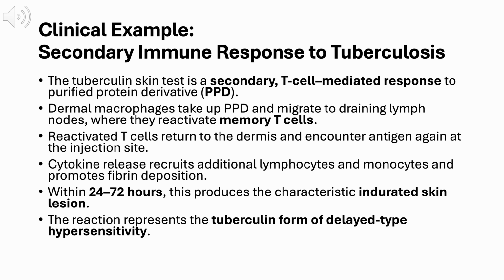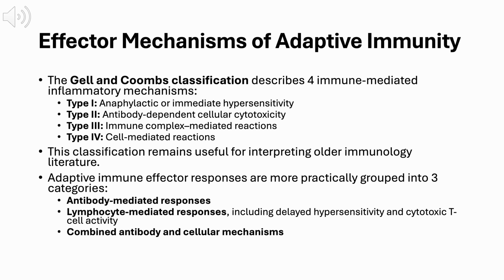Keep this delayed hypersensitivity mechanism firmly in mind, because it's the same fundamental process that drives granulomatous uveitis and sympathetic ophthalmia later in this lecture. Having covered the arc in memory, we now turn to classifying how adaptive immunity actually causes inflammation and injury.